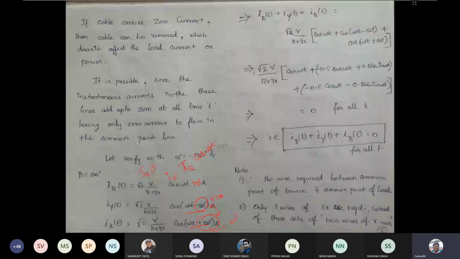So it is a very common convention. We use minus 120 degree for Y phase and we use plus 120 degree for B phase. So we are following that. But in the reverse way also you can use. That means this can be plus 120 degree and this can be minus 120 degree. In that also you can use.